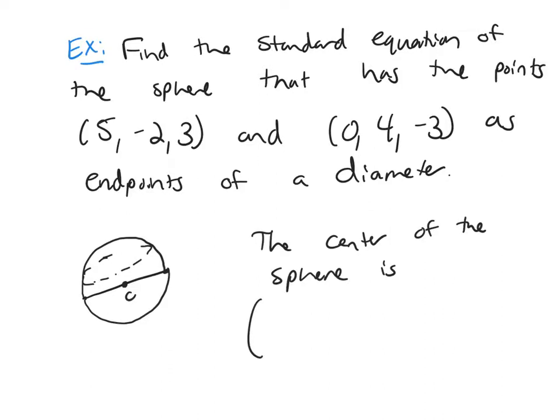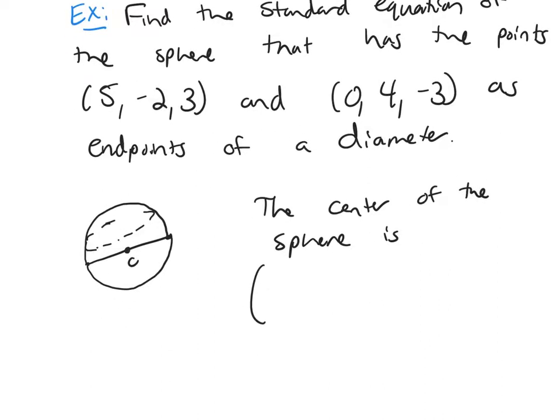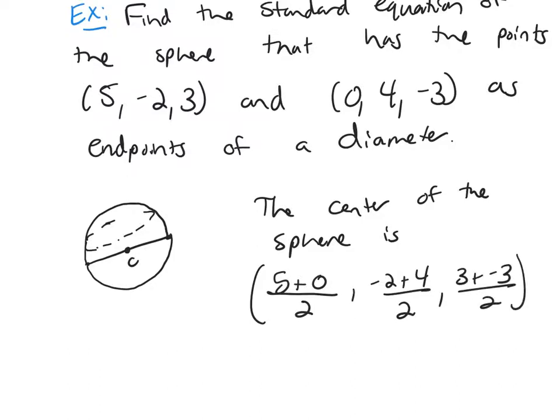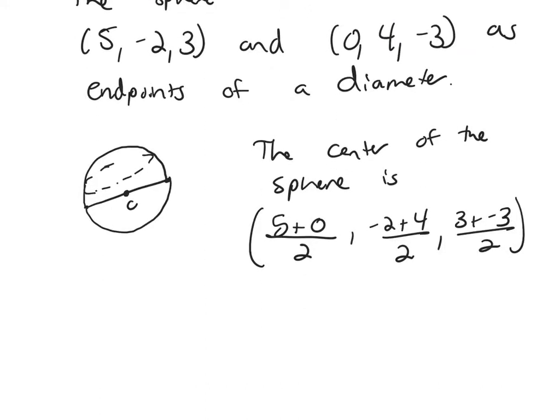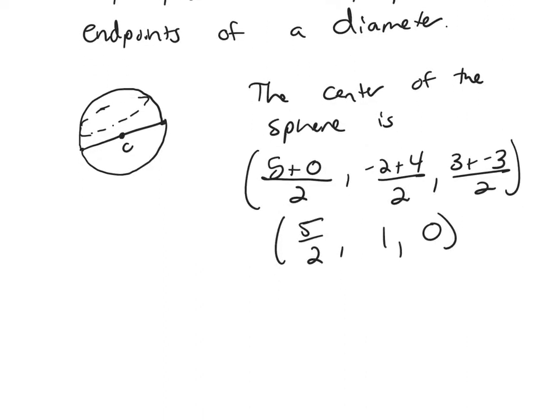So let's do that. The center of the sphere is, so to find midpoints, you add up the coordinates and divide by 2. So 5 plus 0 divided by 2, -2 plus 4 divided by 2, and 3 plus -3 divided by 2. So what center am I getting? 5 halves, 1, and 0. Because this is my center, remember in my standard equation formula, this is that point x naught, y naught, and z naught.